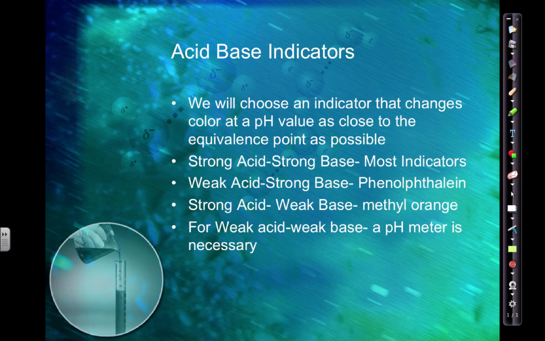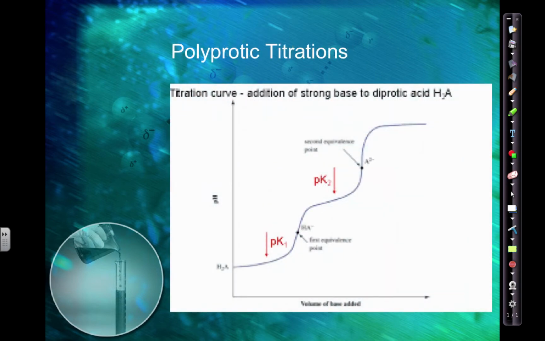All right, so you're going to choose your indicator based on your equivalence point. So you want to pick an indicator with a pH range that is close to your equivalence point. So strong with strong, almost any indicator will really work. A weak acid with a strong base, phenolphthalein is the best. Strong acid with a weak base, methyl orange would be the best. And for weak acids with weak bases, because the pH change is not going to be as dramatic, you really need to have a pH meter instead of an indicator.